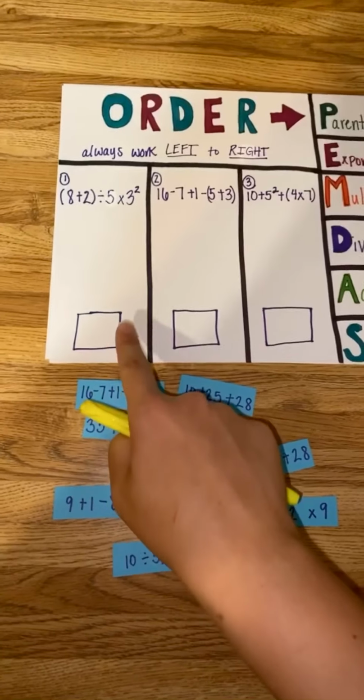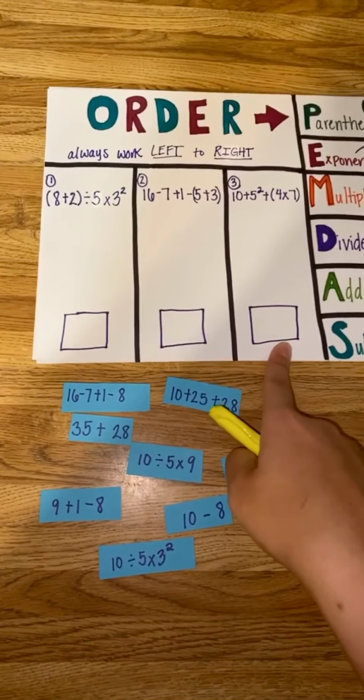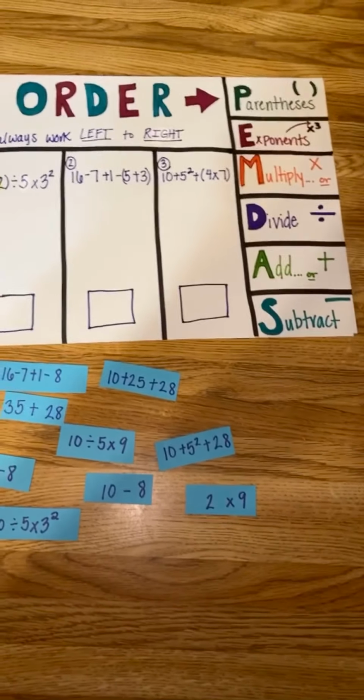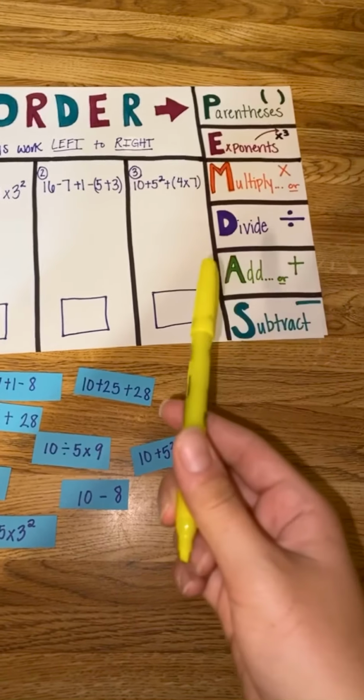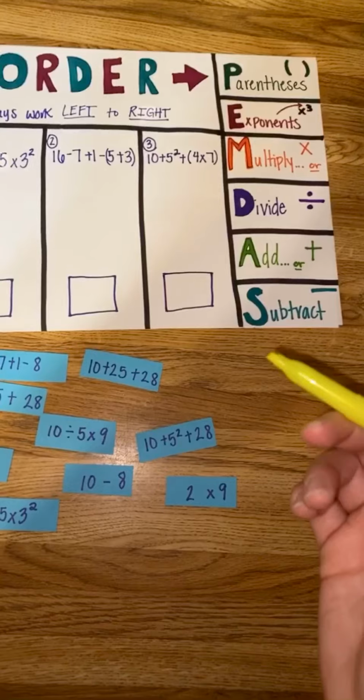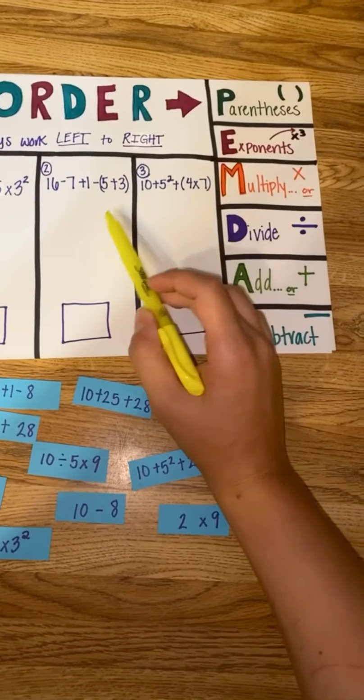And then in our box right here, this is going to be our final solution where we evaluated each order of operation. Before we begin, the teacher is going to make sure students have out their highlighter, because we're going to use the highlighter to highlight or underline which operation we're doing first.